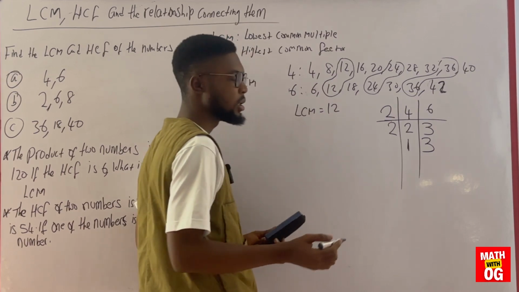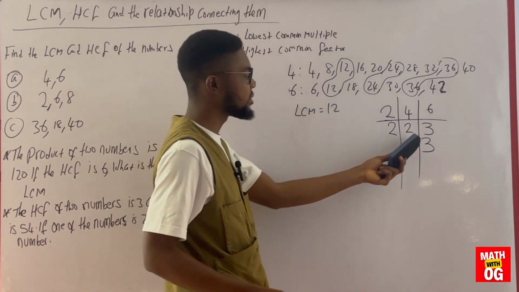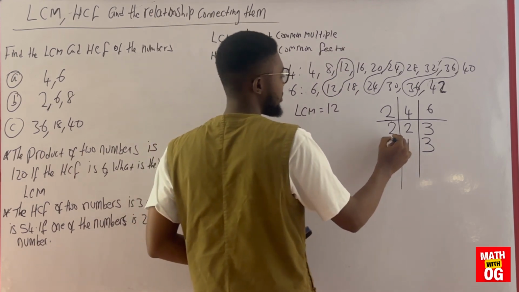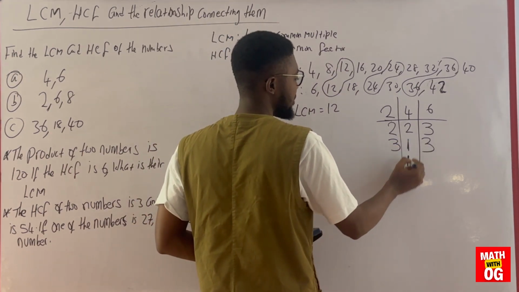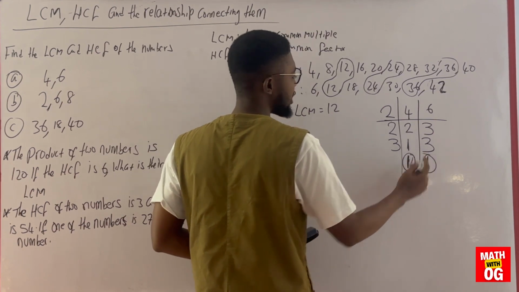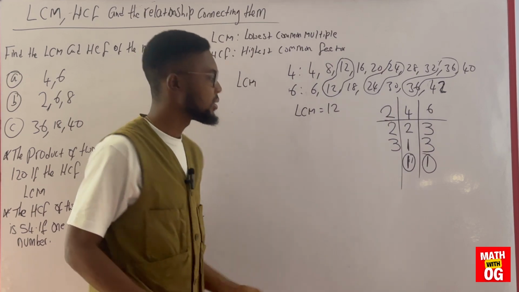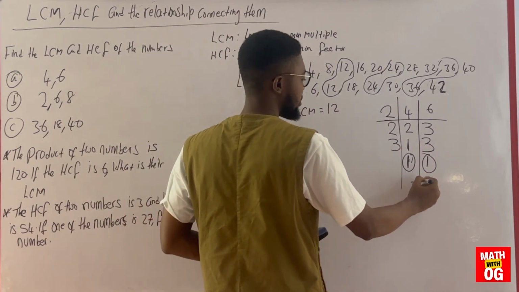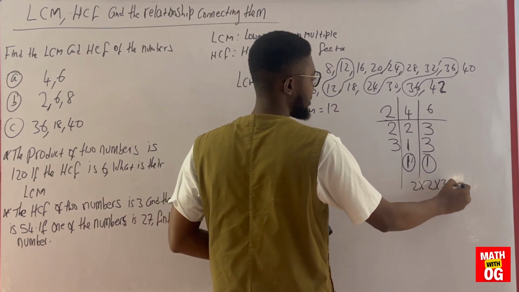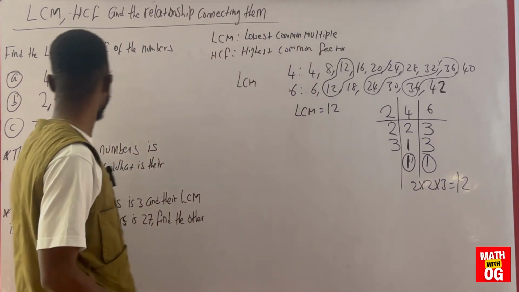Then we go again. 3 can go into 3, and this other one is automatically 1, so we have no business with it. 3 into 3 is 1. So the moment we're having 1 and 1, that's the end. So how do I get the LCM? Simply multiply these numbers here, which is 2 multiplied by 2 multiplied by 3. And this gives us 12, which was the answer we got earlier on.